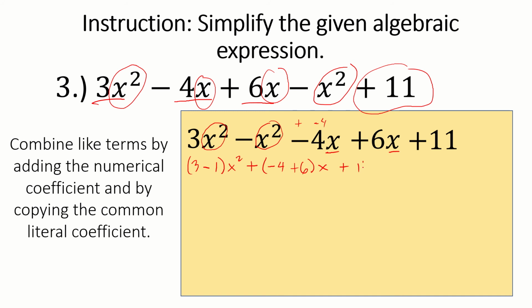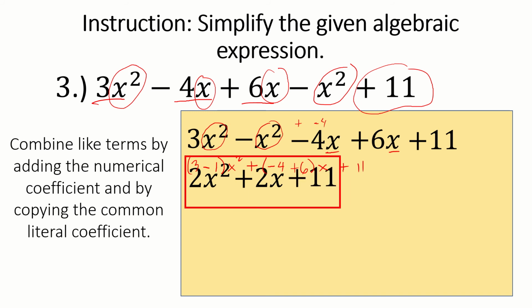Then the constant. So 3 minus 1 is 2, so 2x squared. Negative 4 plus 6 is 2 as well, so 2x, then plus 11. So this is our answer.